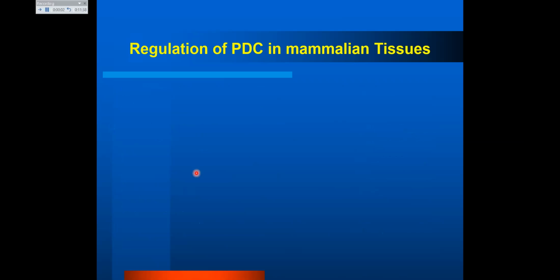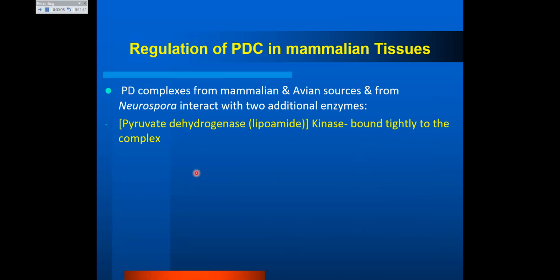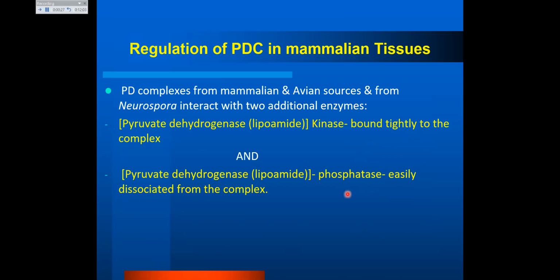Now, how is this PDC regulated in mammalian tissues? PD complexes from mammalian and avian sources as well as from Neurospora show interaction with two additional enzymes. So we have two more candidate enzymes that regulate the activity of PDC. One enzyme is a kinase that remains tightly bound to the complex, and the other is a phosphatase that can be easily dissociated from the complex. So let us understand what they are.